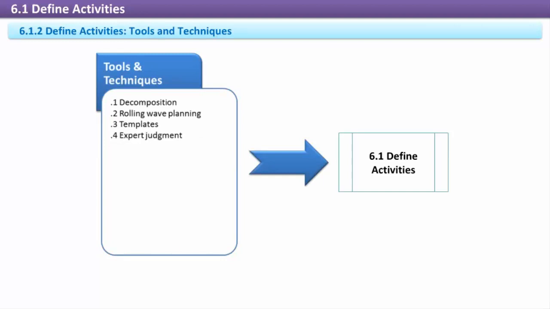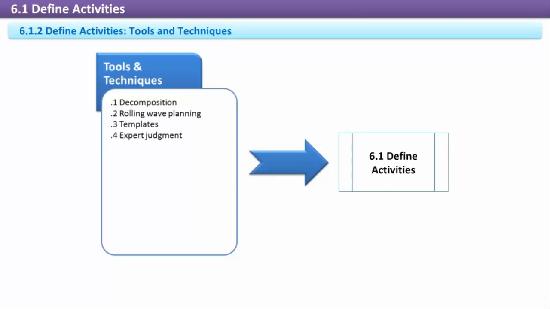Define activities. Tools and techniques. Decomposition. Decomposition breaks down larger items into manageable components. Work packages from the WBS are decomposed into the activities needed. Rolling wave planning. An iterative approach in which items not required immediately by the project are planned for later as the need for them draws closer. This means that future activities may only be decomposed at a relatively high level, but as the need for them draws near, further planning will take place.